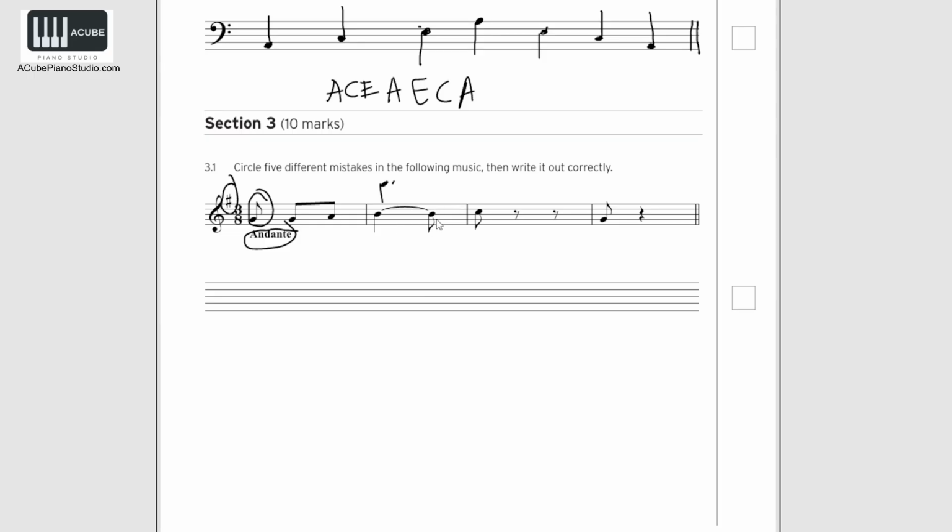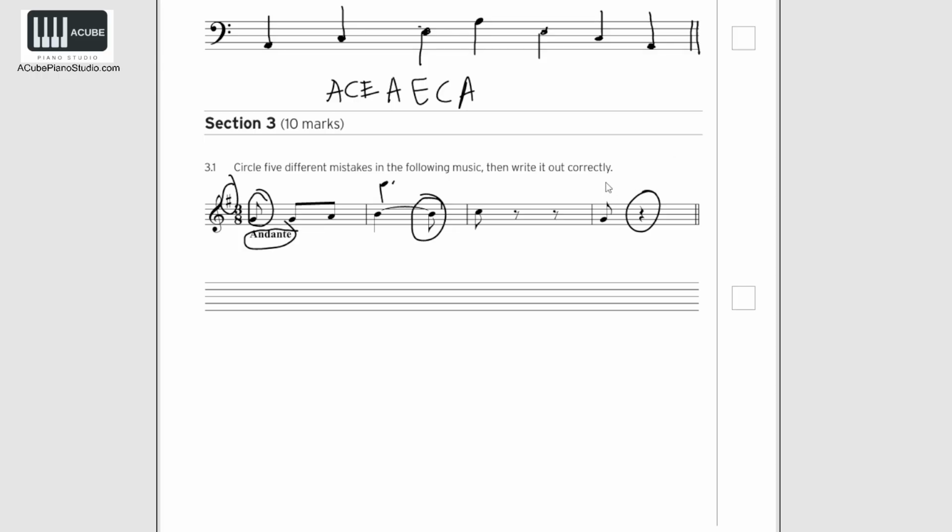Okay, so let me circle this. So I have 1, 2, 3, 4. I still have one more mistake. Then here 1, 2, 3, correct. 4. This is wrong because unless it's a full bar rest, for 3/8 time we'll be grouping them beat by beat.